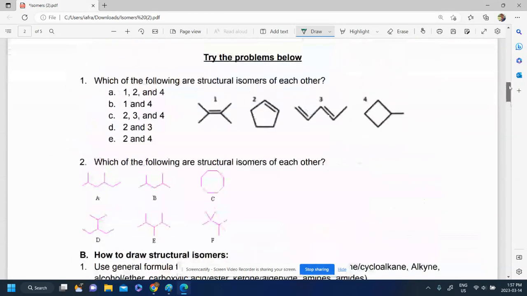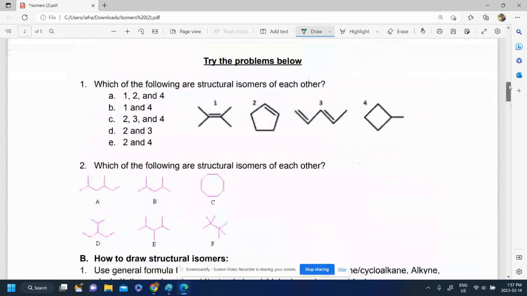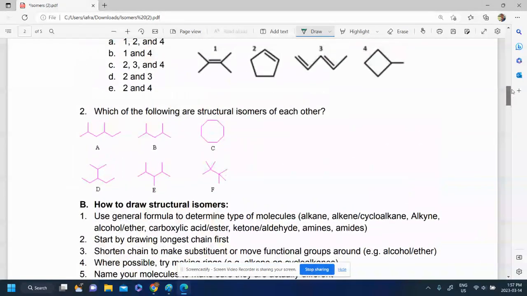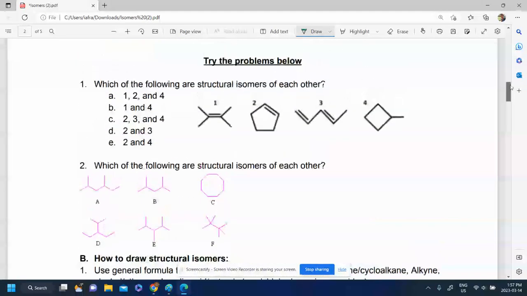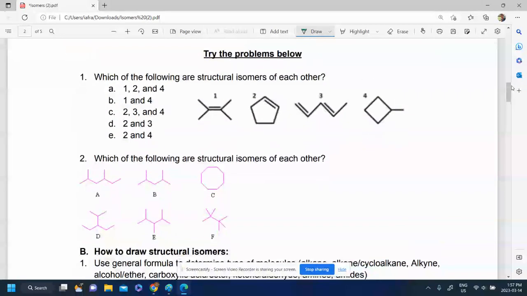Okay, so let's do a few more practice problems here. And then in the next video, we're going to take a look at how to draw structural isomers of different molecules. But for now, we're going to finish up with these problems here. So which of the following are structural isomers of each other? You can try this one out and see if you're on the right path.